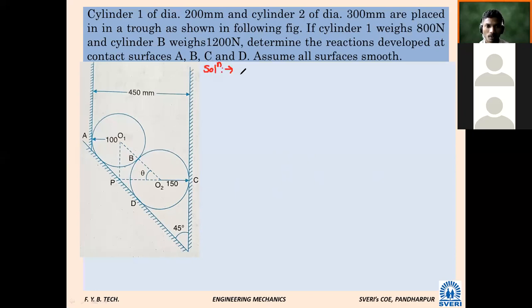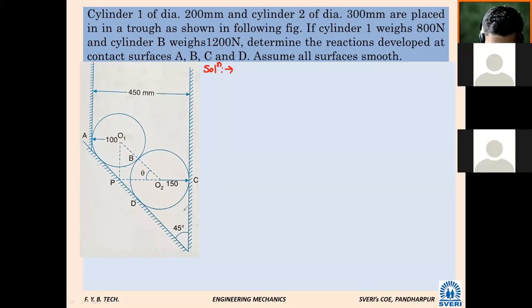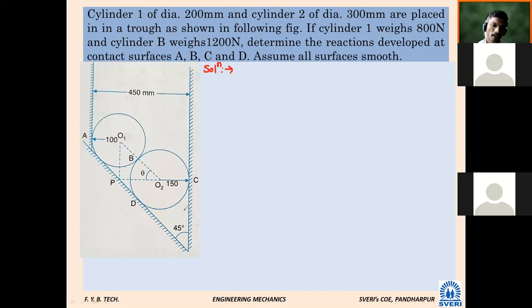Which cylinder is called cylinder 1? The upper one, having 200 mm diameter. Its diameter is given as 200 mm, and for the other it is given 300. So 200 and 300 mean the radii will be 100 and 150. Both the radii are shown here in the figure.